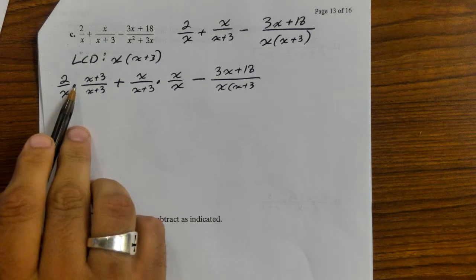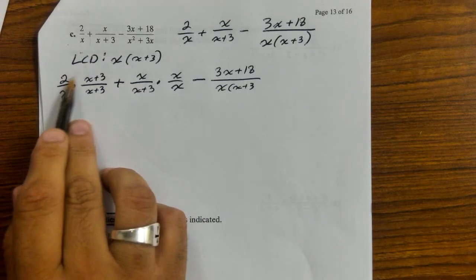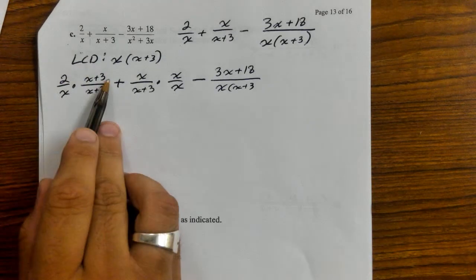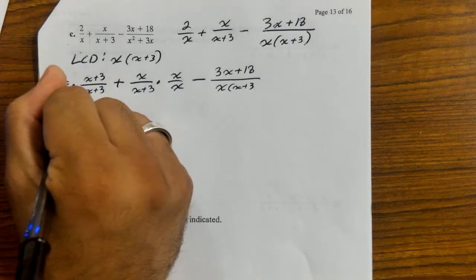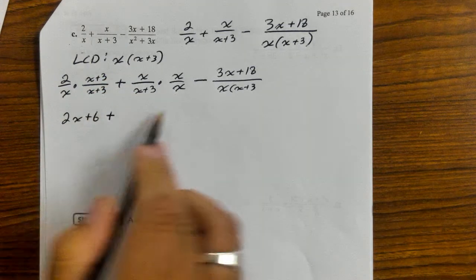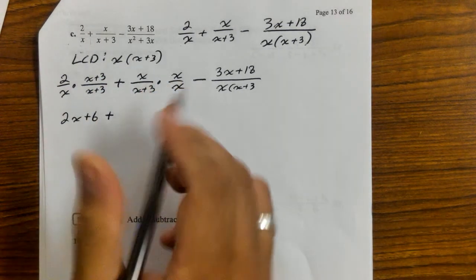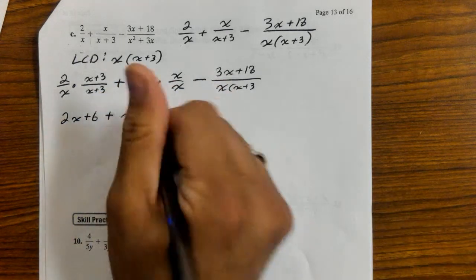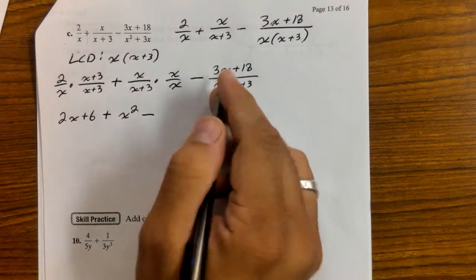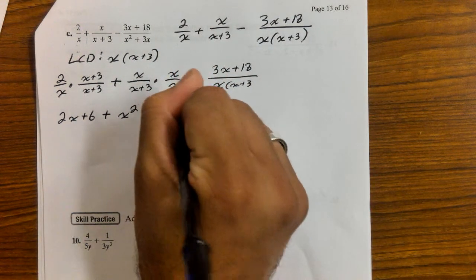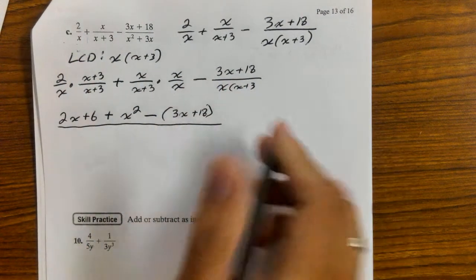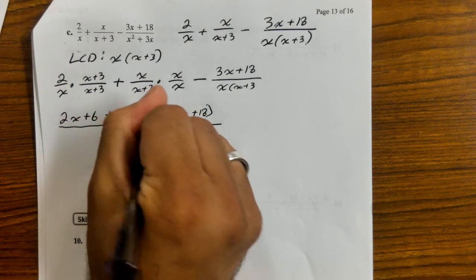So for this problem, we can go straight into writing what's supposed to be in the numerator. So 2 times x plus 3, make sure you distribute: 2x plus 6. So that's going to go in the numerator, 2x plus 6. And I'm going to add to that x times x, which is x squared. And then I'm going to subtract this 3x plus 18. Whenever I subtract, I want to put that in parentheses, 3x plus 18, because all of that is going to go over our LCD of x times x plus 3.